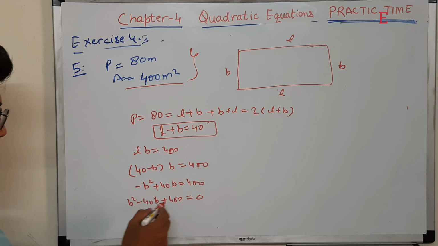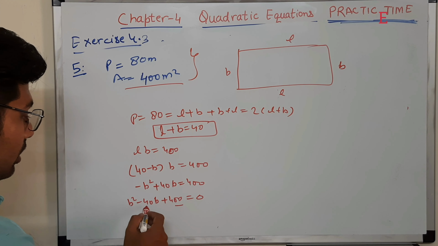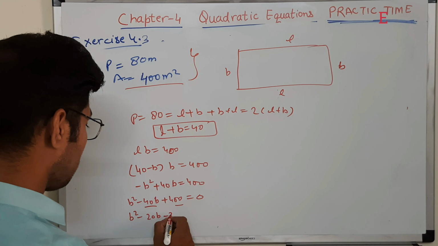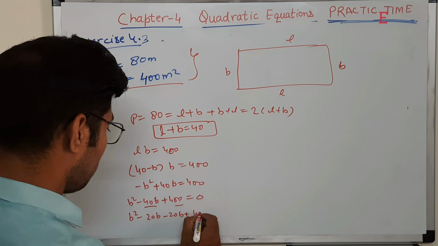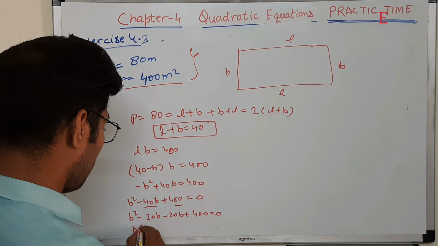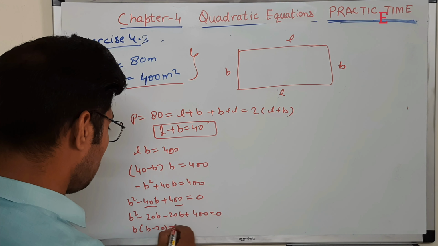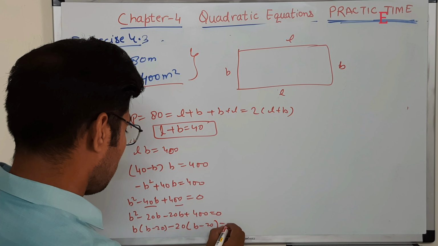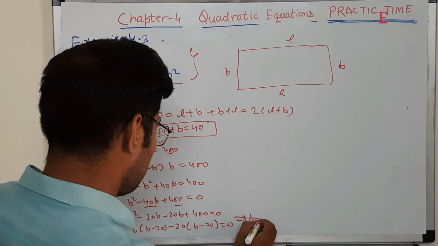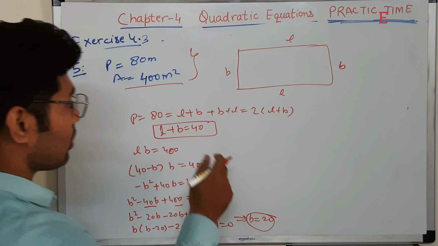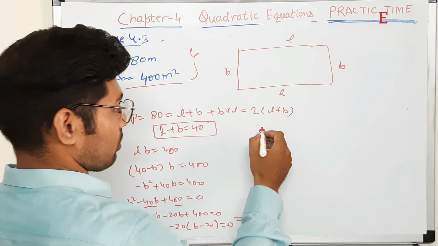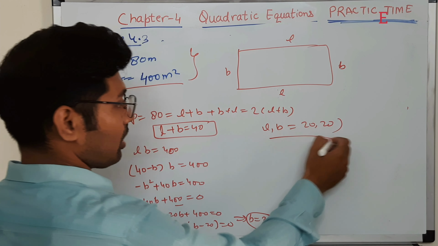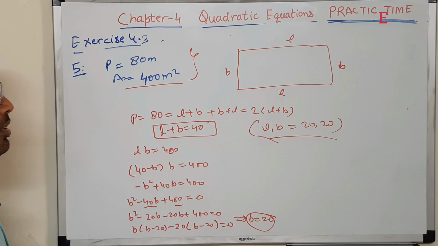Now you guys know 20 into 20 is 400 and 20 plus 20 is 40. So you will get B square minus 20B minus 20B plus 400 is equal to 0. Take B common, we will get B minus 20 inside, and minus 20 common, so B minus 20 whole square is equal to 0, which implies that B is equal to 20. If B is 20, then the length will be 20 also. So length and breadth are both equal to 20. This is the solution of this particular equation.